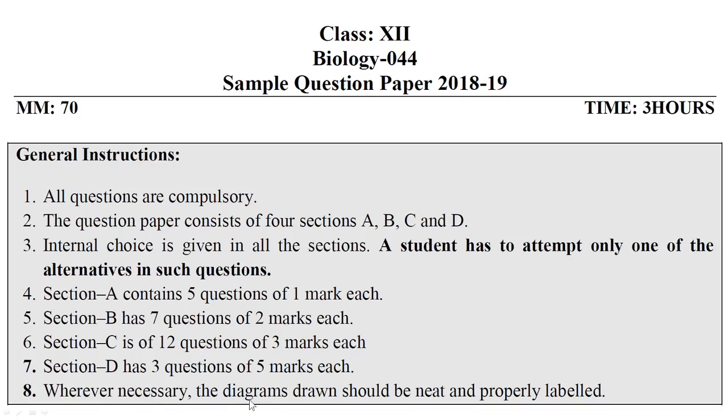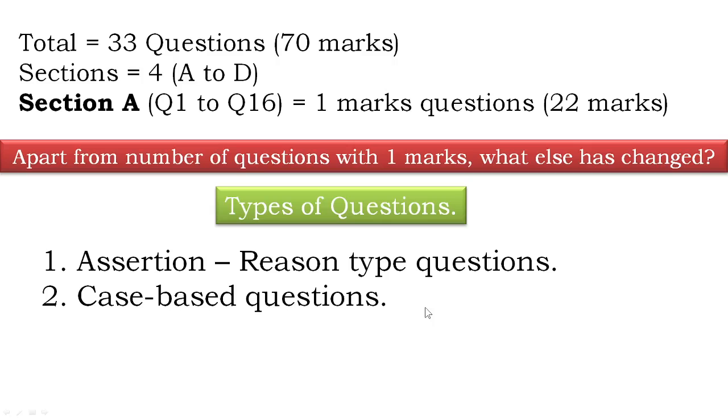You have to draw neat and labeled diagrams. I told you there are 33 questions which carry 70 marks in total. There are 4 sections: A, B, C, and D. In section A, questions number 1 to 16 are included, and they all carry 1 mark, which means a total of 22 marks. Now, apart from the number of questions with 1 mark, what else has changed?